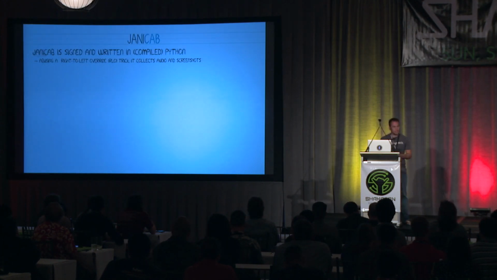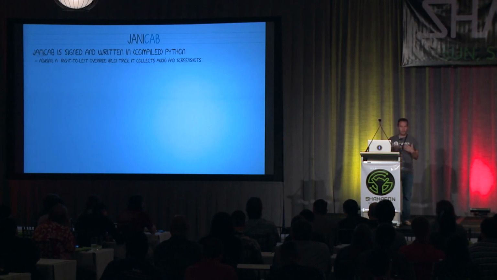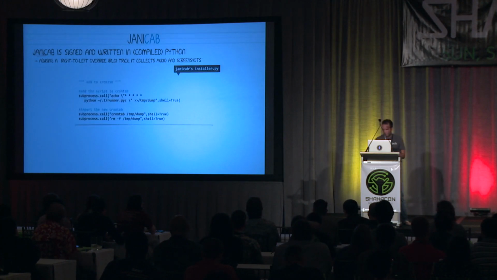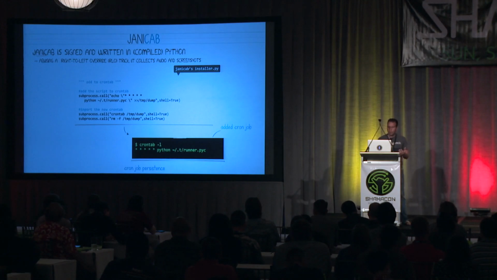JannyCab is another OSX malware sample. It's interesting that it's written in Python, though it's compiled before distribution. It's also signed with a developer ID, which is nice because it allows it to get around Gatekeeper. Since it's written in Python, it's actually really easy to analyze and figure out its persistence mechanism, which is a cron job that's set to execute every minute. Once the malware is installed, you can use the crontab -l command to view the malicious cron job.